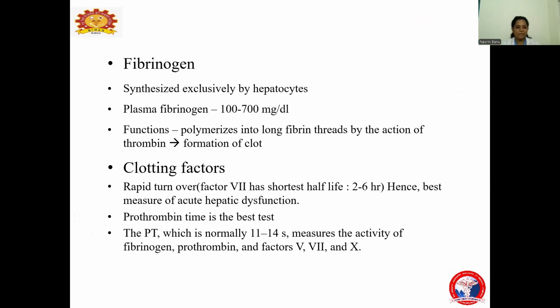Prothrombin time is the best test. The prothrombin time, which is normally 11 to 14 seconds, measures the activity of fibrinogen, prothrombin, and factors 5, 7, and 10.